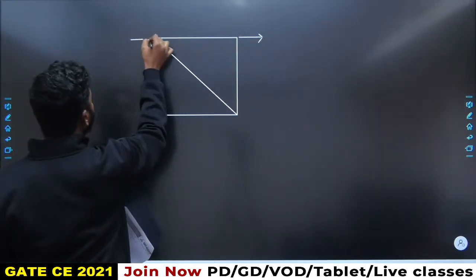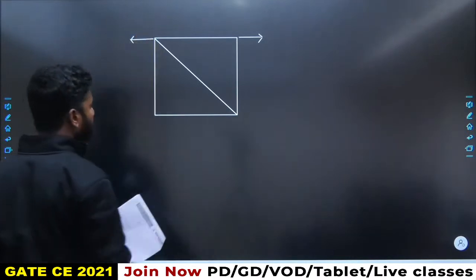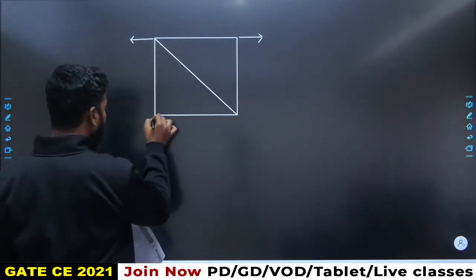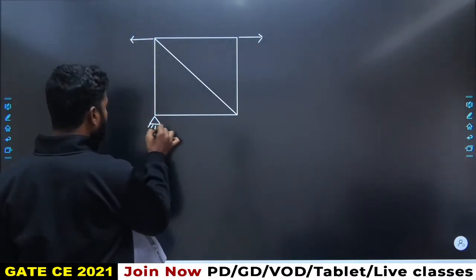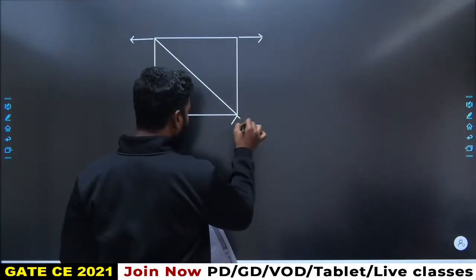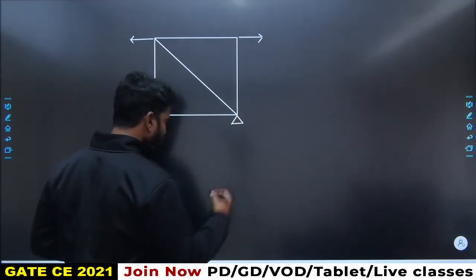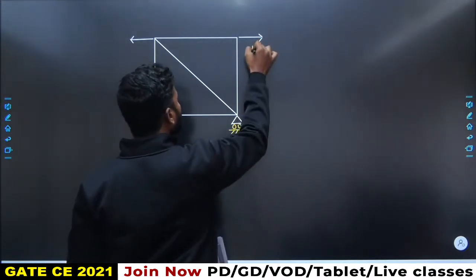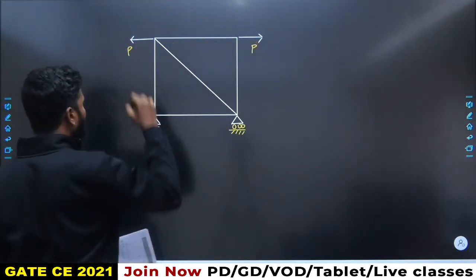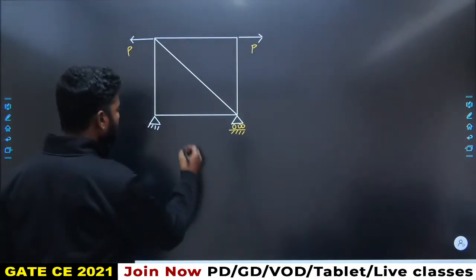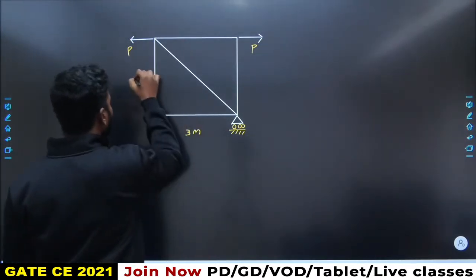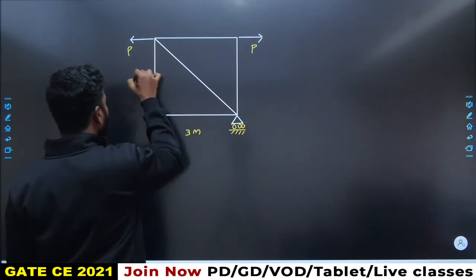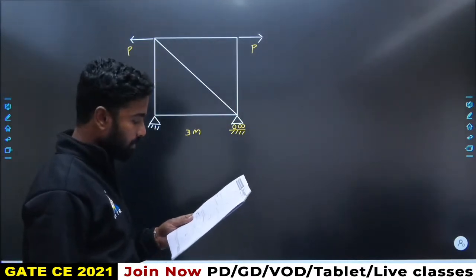So if this is P, this is also P, and there is a hinge support here and a roller support here. The value over here is P, the value over here is P, and this one is 3 meters. This one is also 3 meters. This is 3 meters, this is also 3 meters.